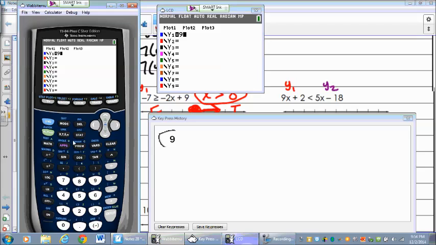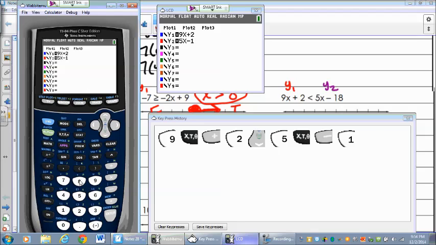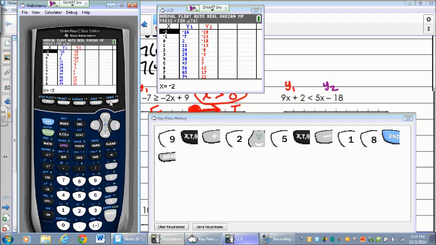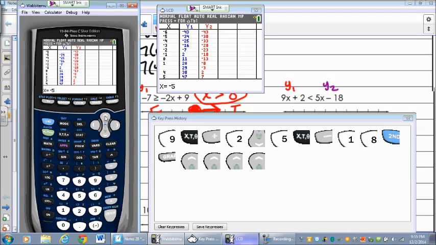Okay, so 9x plus 2, and then 5x minus 18. Let's go to our table. And these guys are all over the place. So let's see. We've got to find the number that they have in common. Let's see, which way are we going? I'm going to try and go up. See if I can get close. Oh, there it is.